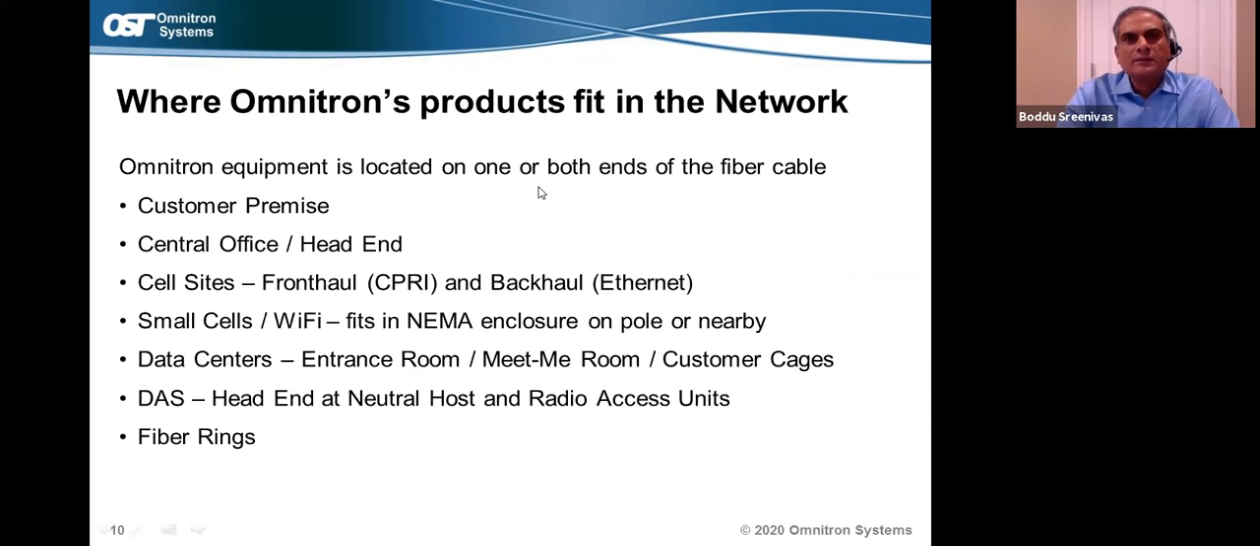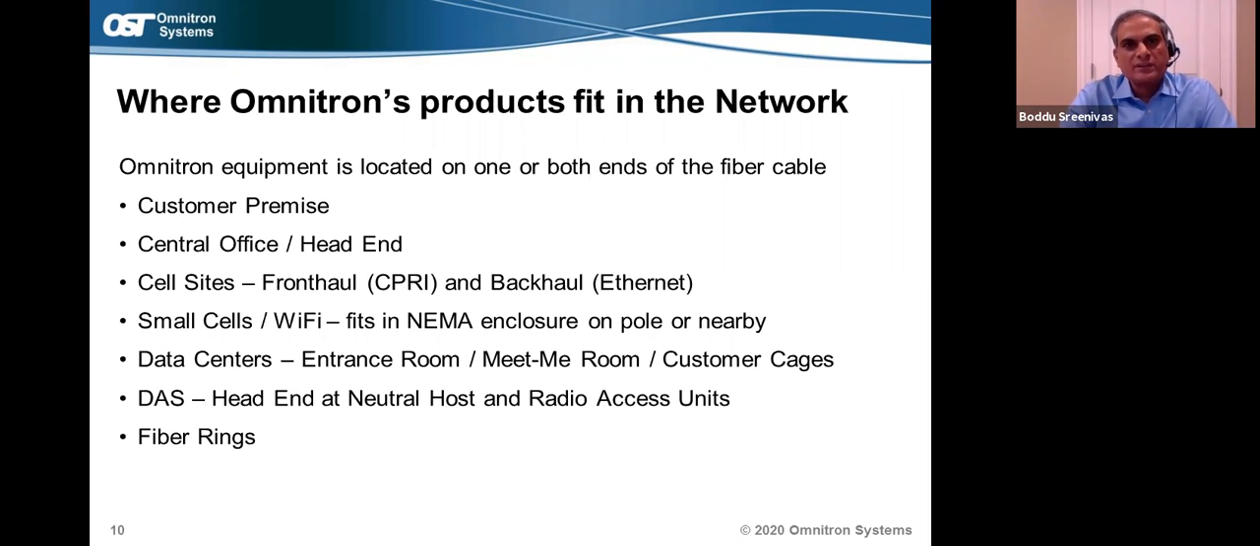Next slide, Jay. So typically where Omnitron's products fit in the network, our area of focus is primarily on the customer premise equipment and in the access portion of the network. We've decided to focus on that segment of the network. So typically our products would be deployed at the customer premise location. Some of our first level aggregation devices could be deployed at the central office or the head end of the access network. You could also use our products for mobile backhaul, front haul, CPRI type of applications.